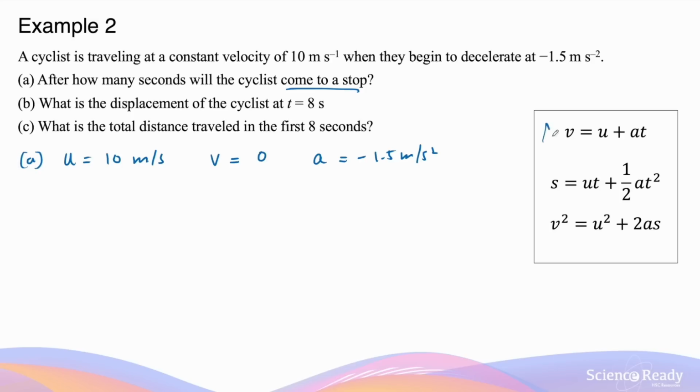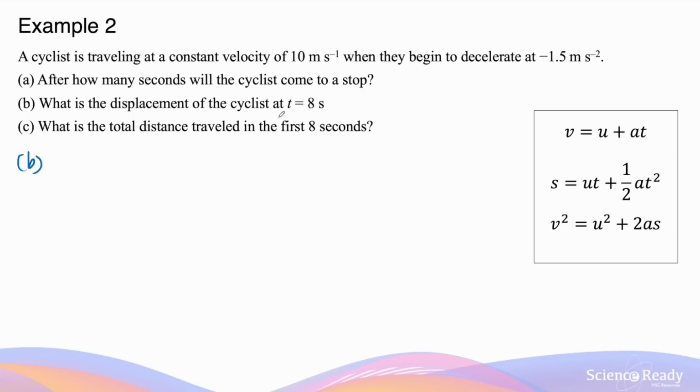So we use the first equation here because it has V, it has U, it has A, and most importantly, it gives us our time. So V equals U plus at. V will be 0, U is 10, plus the acceleration of minus 1.5 multiplied by time. The time here will be roughly 6.67 seconds. Alright, let's go through part B.